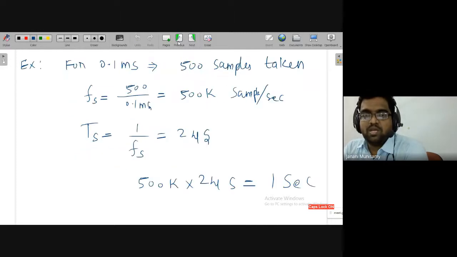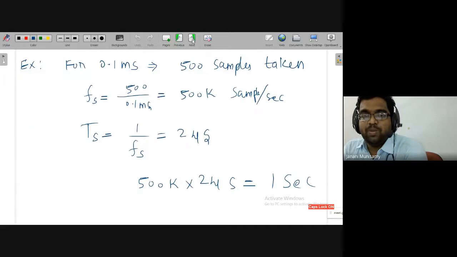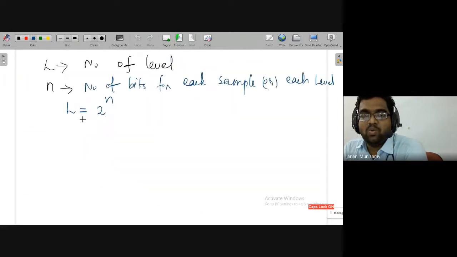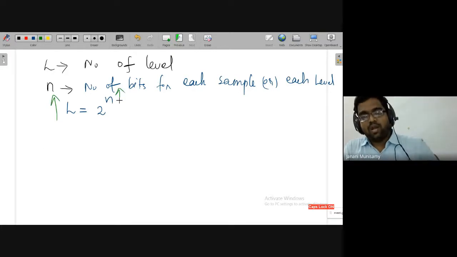For simplicity, here I am having 4 levels, and for each level I am assigning 2 bits. So definitely 2 power 2 is 4. So the number of levels is always 2 power N, where N is the number of bits and L means the number of levels. What will happen if you increase one? It is very evident: if you increase L, N will increase, or if you increase N, L will increase. Likewise, if L decreases, N will decrease. That is the main observation here.